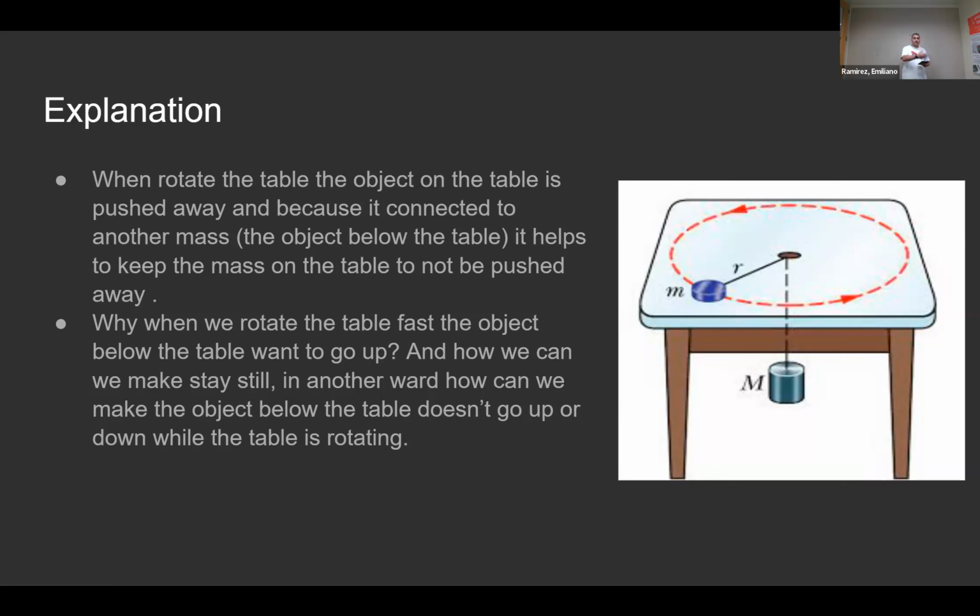But at the same time, when that happens, the object below the table wants to go up. And we want to try to figure out where's the sweet spot where we can keep rotating the table and the mass below the table will stay still, which means it's not going up or down.